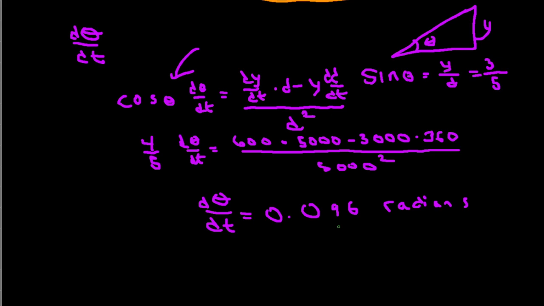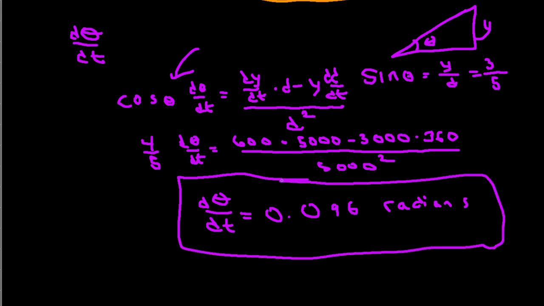Number 37 here of this book, in section 3. Okay. Yeah, that's right. 0.096 radians. So we are right. Very nice problem, eh?